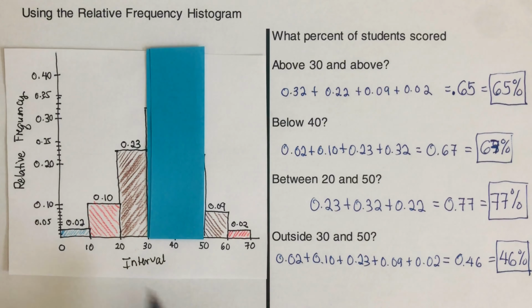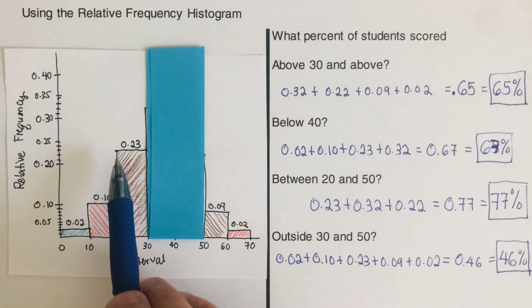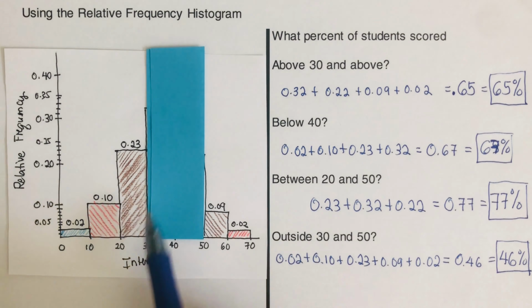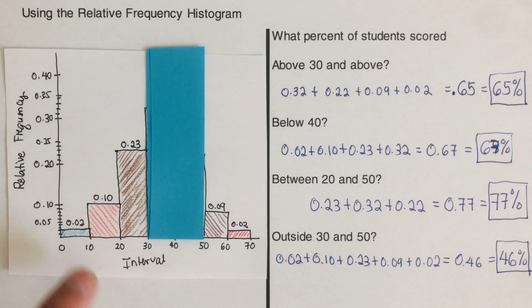Okay, I added everything. All the numbers on top of the boxes that were not covered. And so that is 0.46. I multiply that by 100. And that gives me 46%. So what does this value tell me? That 46% of the students actually had a score outside of 30 and 50. So that is based on this relative frequency histogram.